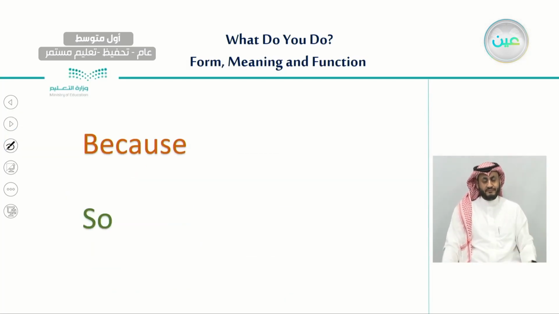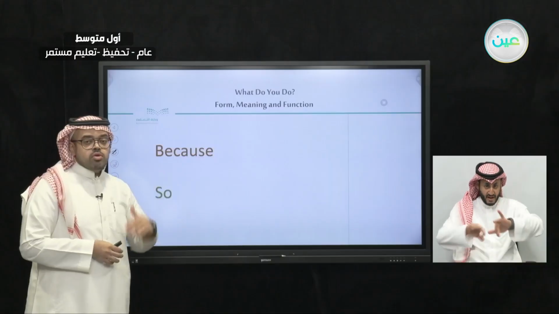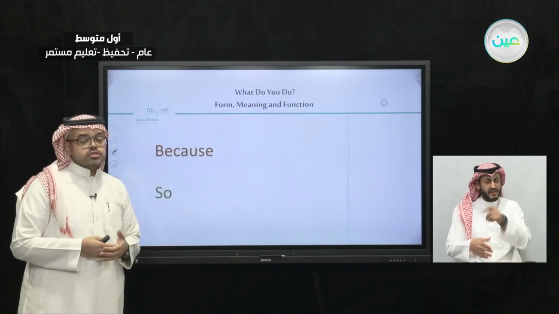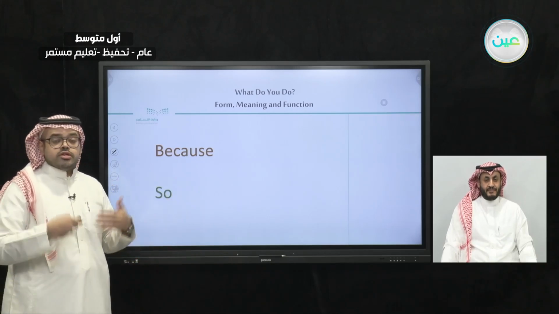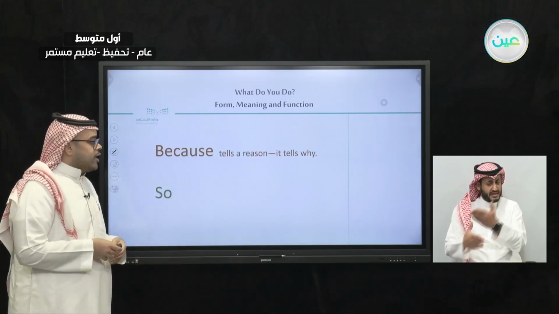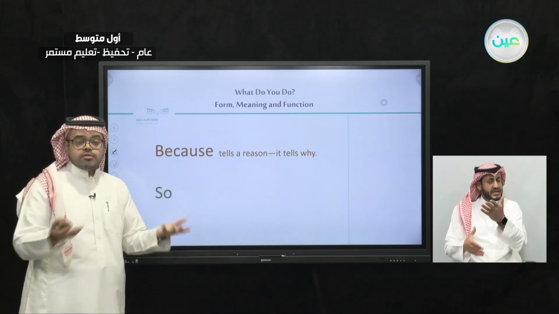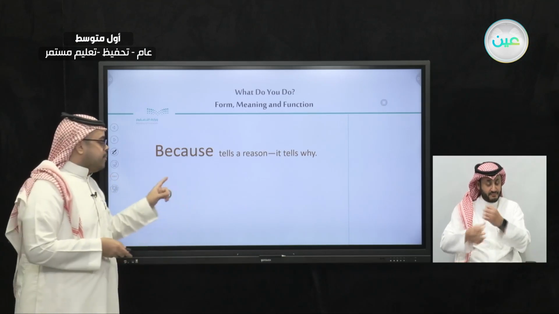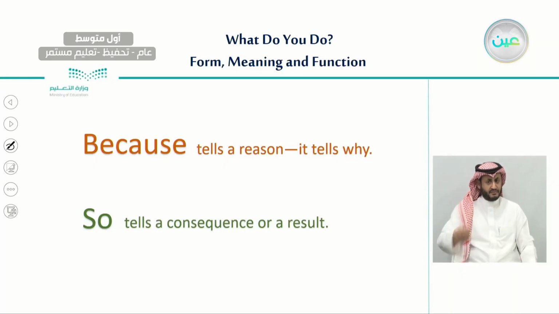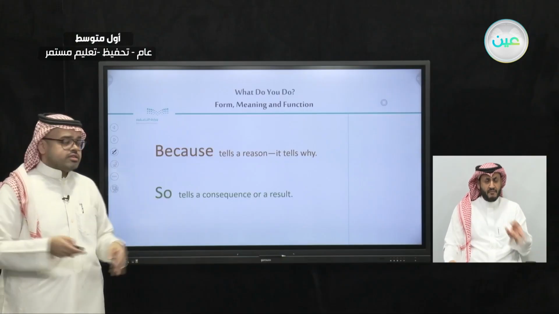We have talked about the difference between why and because, and now let's talk about the difference between because and so. As we said, because tells a reason. It gives the reason for the things that happen. But so tells the consequence or the result. It tells the result of something that happened. Let's see a more detailed example.